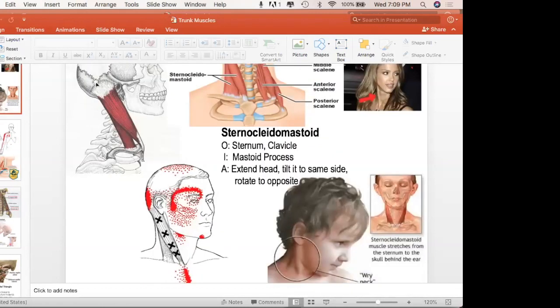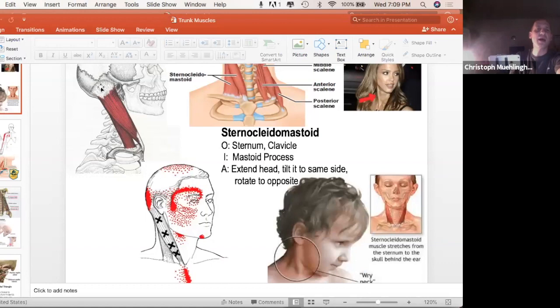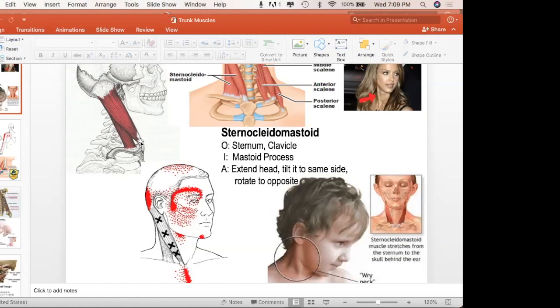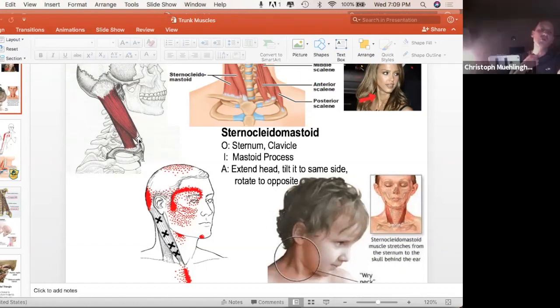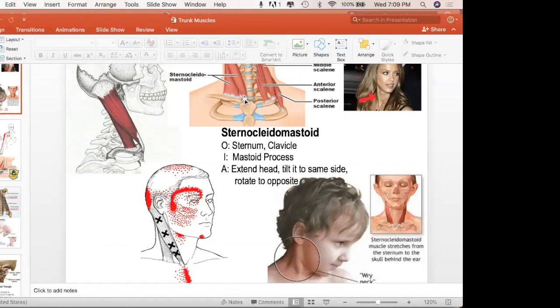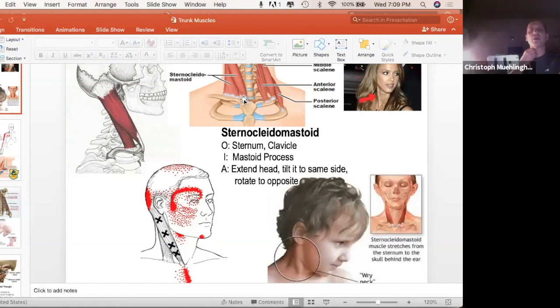So okay, the SCM is here, from the back of the skull down to the front. If you go right in the middle here and push on the bone, and then go right to the side, that's when you hit the sternocleidomastoid. And then you can follow that, like you can choke yourself and follow it up to the skull.